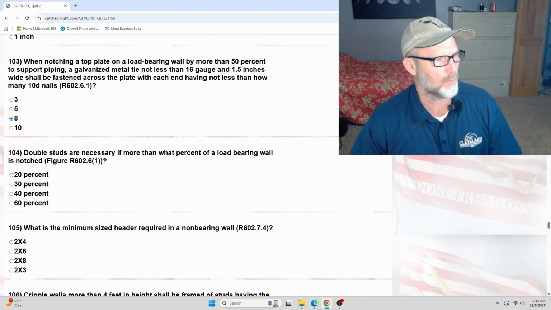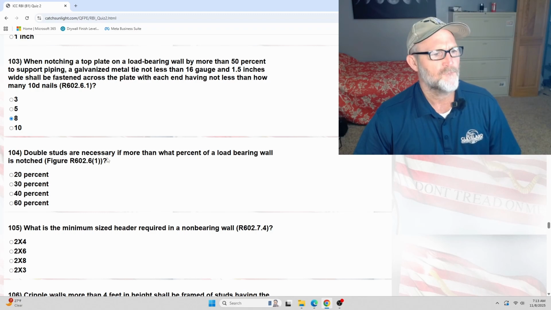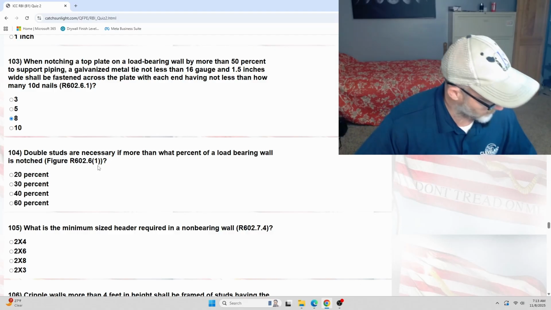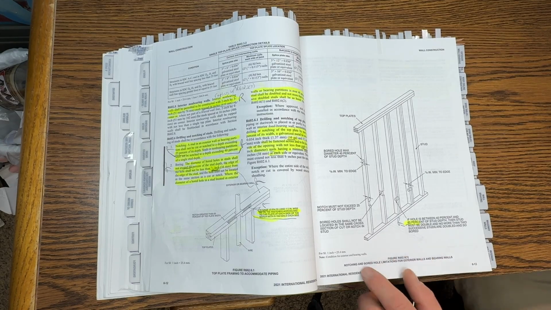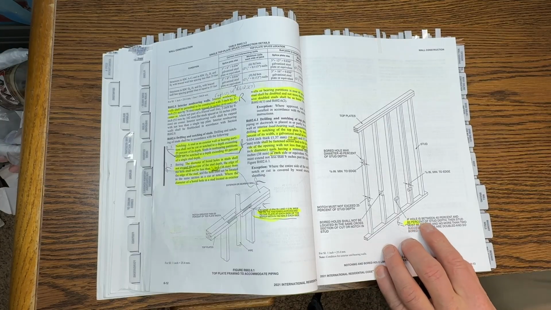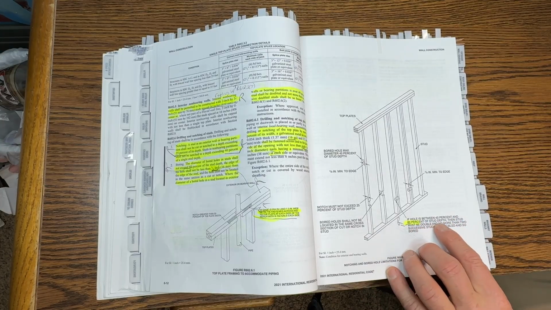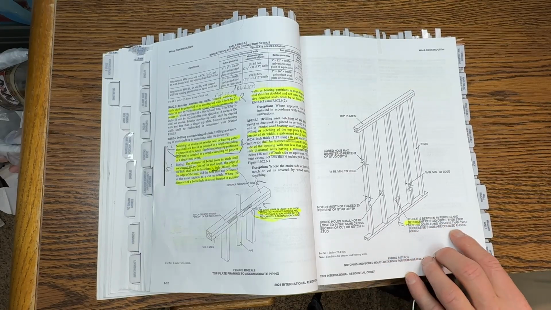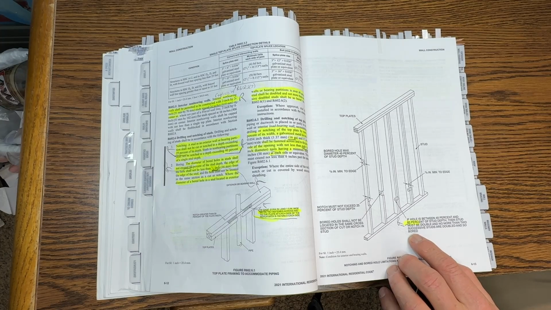All right, 104. Double studs are necessary if more than what percent of a load-bearing wall is notched. So, honestly, I think we've all framed. You have to notch. What happens when you notch a little bit too much? So let's look at figure 602.6.1, parenthesis 1. That's right. So figure 602.6, parenthesis 1. If a hole is between 40% and 60% of stud depth, then stud must be doubled and no more than two successive studs are doubled and bored. So 60% is the magic number there in this case.